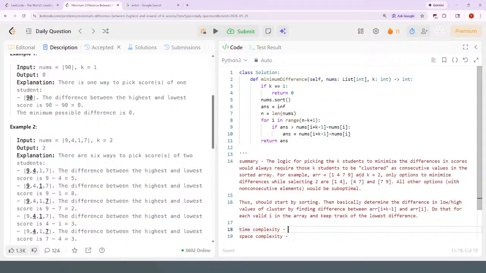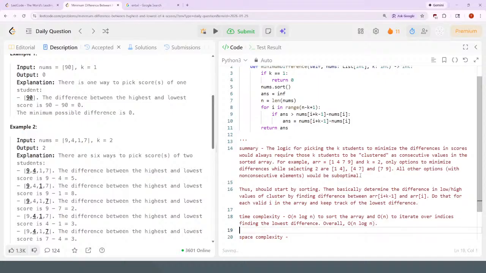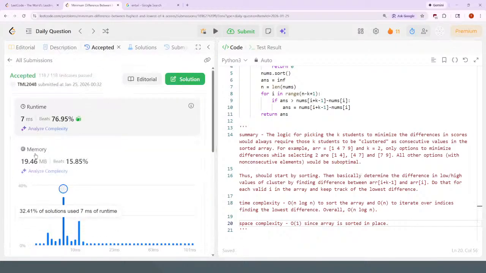Okay, time complexity is O(n log n) to sort the array, and O(n) to iterate over indices, finding the lowest difference. Overall, that means it's O(n log n). Space complexity is O(1) since the array is sorted in place. And I have no idea how to get it faster than 7 milliseconds. I don't know what's going on.